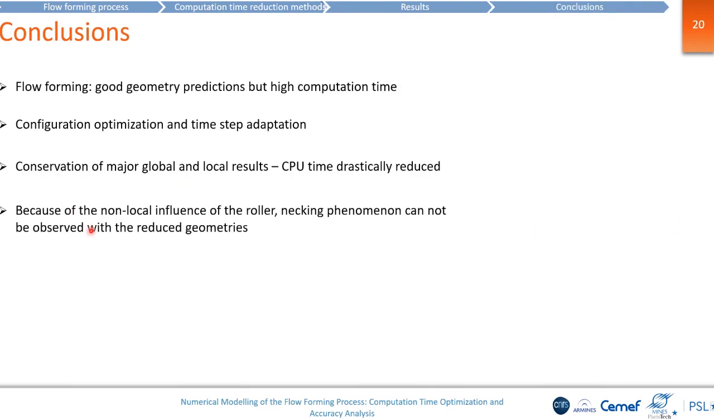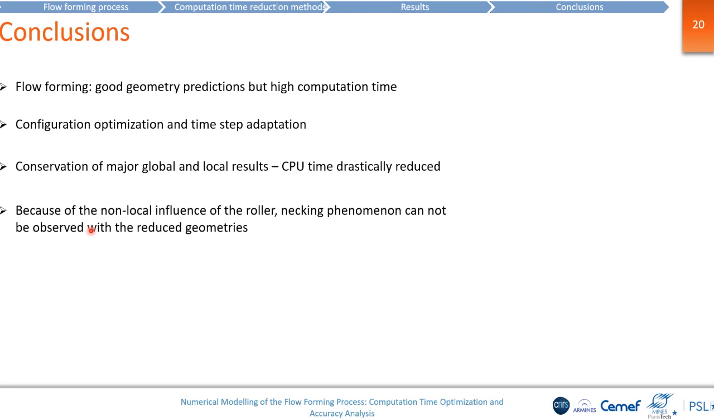As a conclusion to this presentation, by considering the flow forming process, we have developed a numerical model that is giving very good geometric prediction, but with high computation time. So we have tried to optimize the configuration, to adapt the time step and to reduce the domain of our model in order to save time. What we can see is that in the first case, a problem without defect, we are able to reproduce global and local results with this reduced model. And also we have reduced drastically the CPU time.